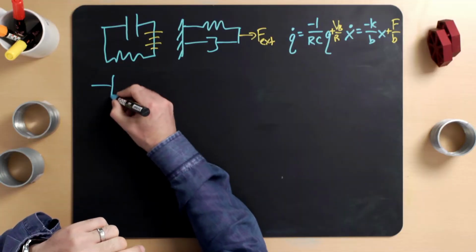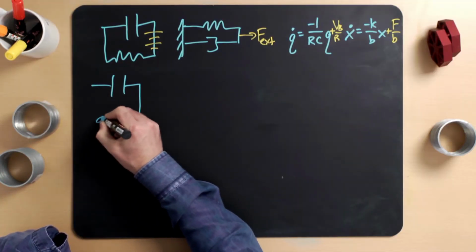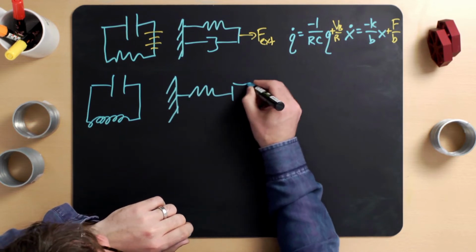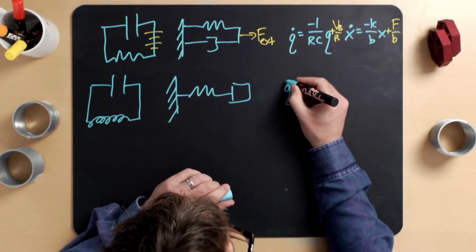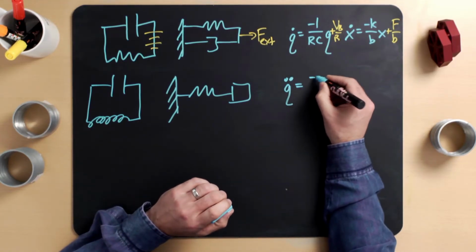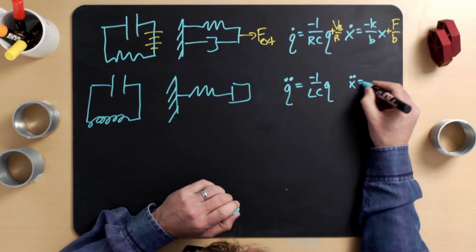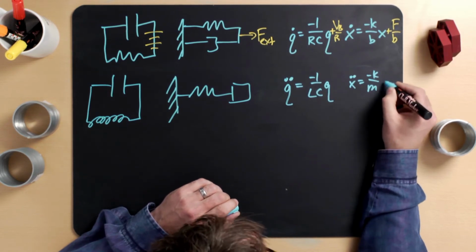Let's say that now we start with a capacitor-inductor circuit. What is the mechanical analog of a capacitor with an inductor in a loop? You probably guess a spring-mass system, a wall with a spring and a mass. These two systems have the same ODE. Q double dot is equal to -1 over LC times Q, and X double dot is equal to -K over M times X. Now they are also the same as this slinky.